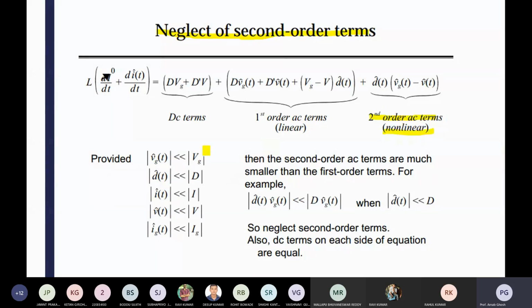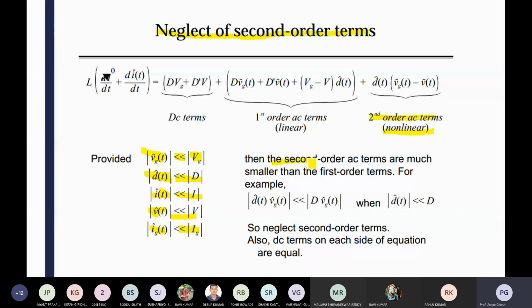So if V cap T is very much less than VG, d cap T, meaning duty, is also very much less than D. So i cap T is also very much less than I, v cap T is also very much less than V, and i cap G is also very much less than IG. So if you multiply that AC component with another AC component, definitely that will be less than your DC component. That is what happens.